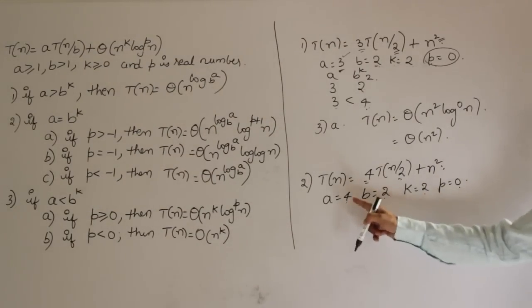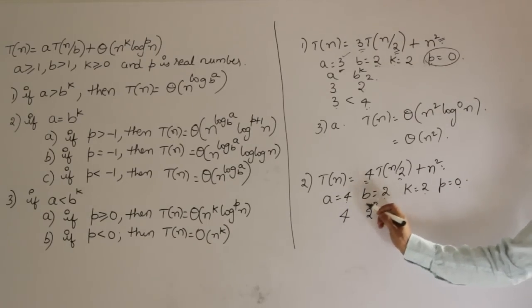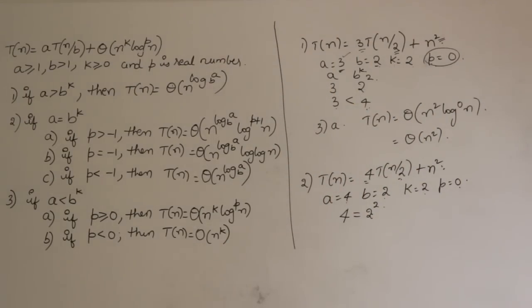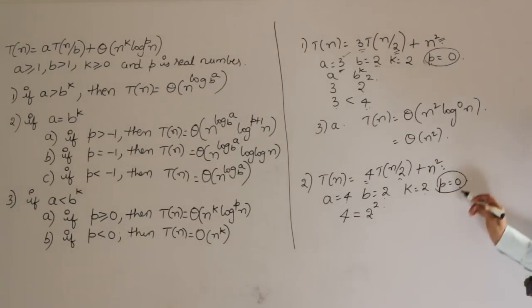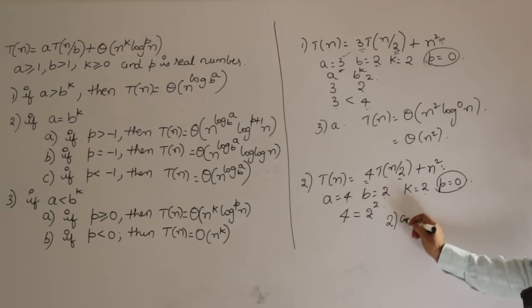Now you have to compare a and b power k. So a is 4 and b power k is 2 power 2, 4, both are equal. So which is the condition? Second condition. Then you have to check the value of p. P value is 0, which means p value is greater than minus 1. When p value is greater than minus 1, this falls in condition 2a, right?